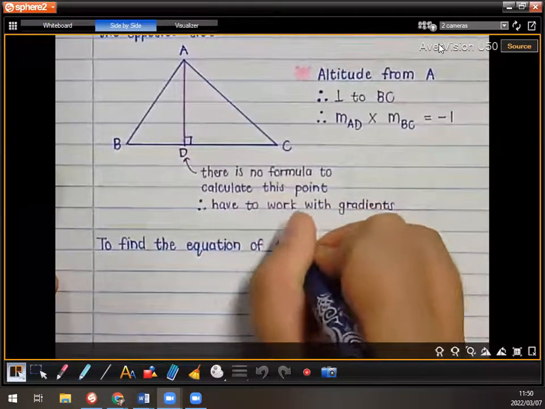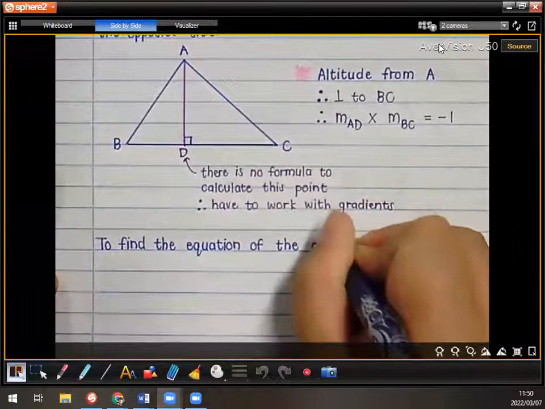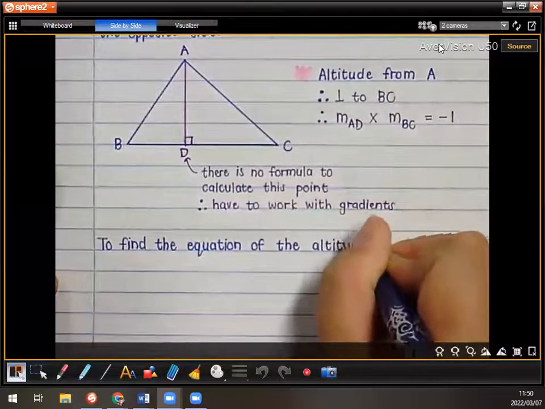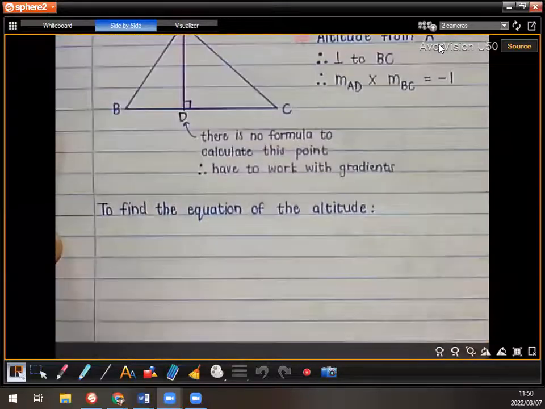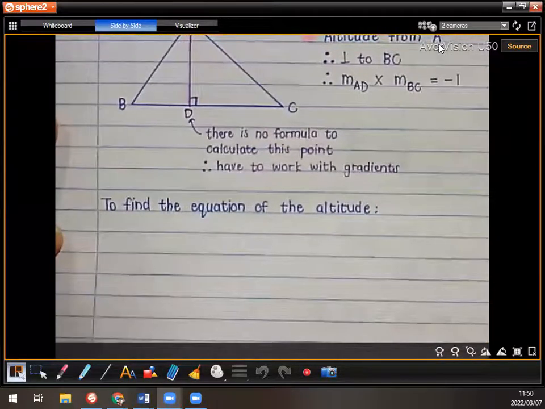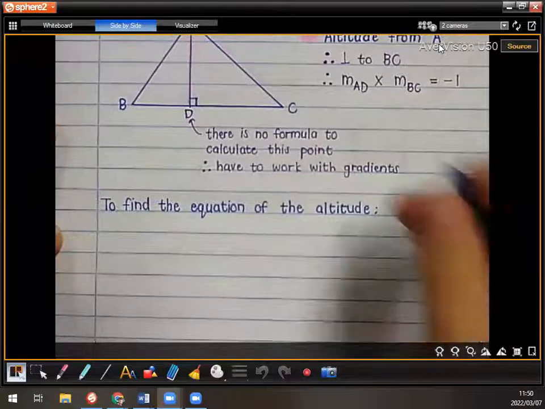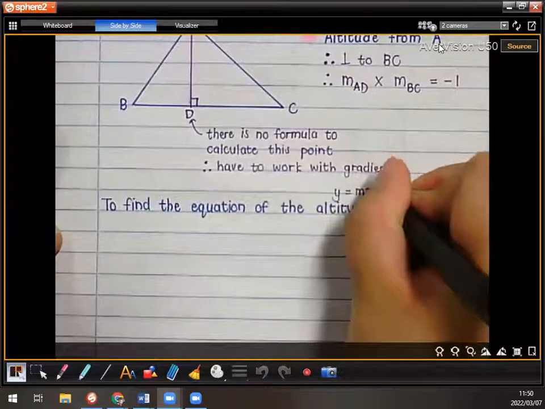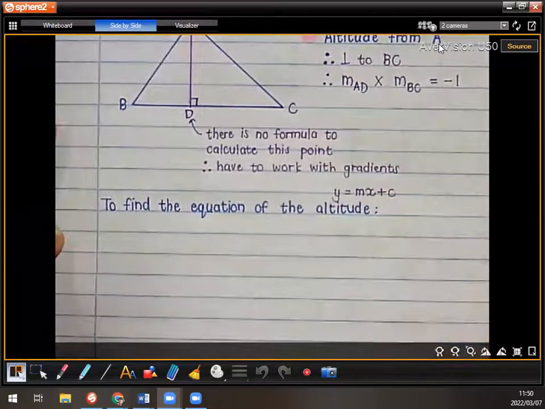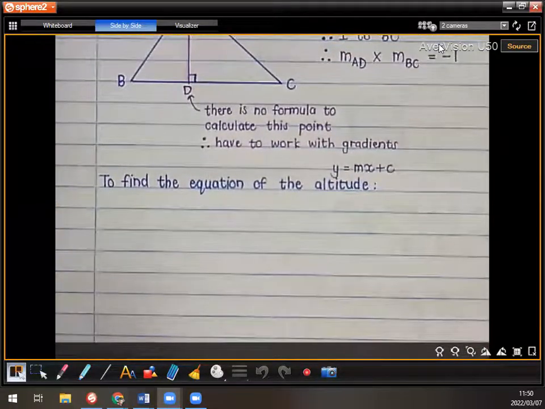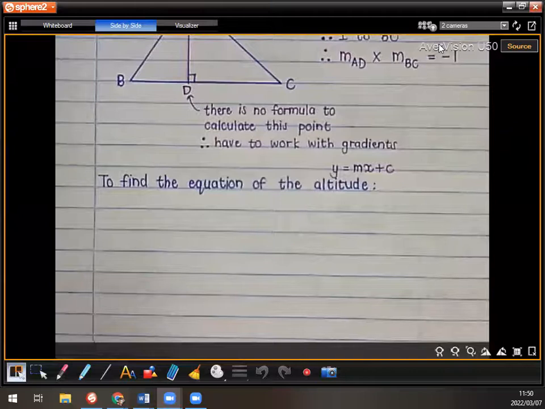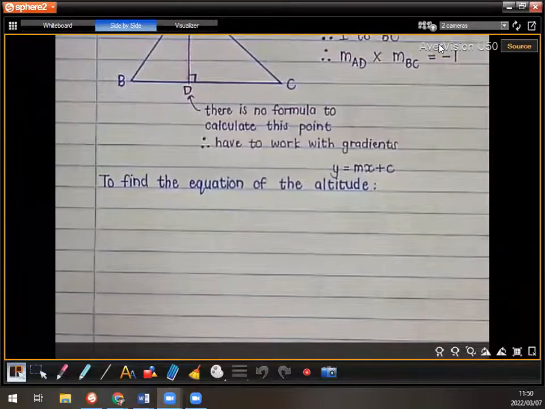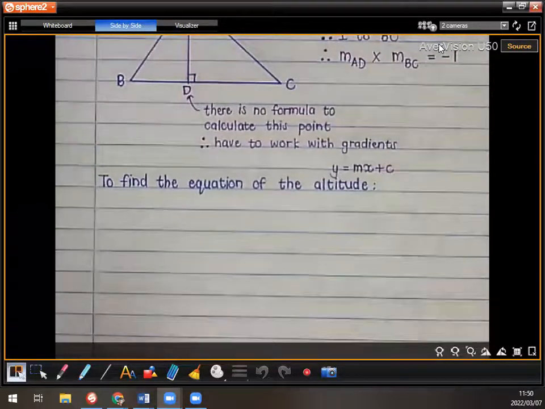To find the equation of the altitude. Now, guys, this again is a straight line, so we're going to have to end up with an equation that's y equals mx plus c. So again, we are looking for y equals mx plus c. Just like when we did the median, we need to find the gradient of this line, and then we're going to sub in a point that's on the line to get the actual equation. The way of finding the gradient is going to be completely different.